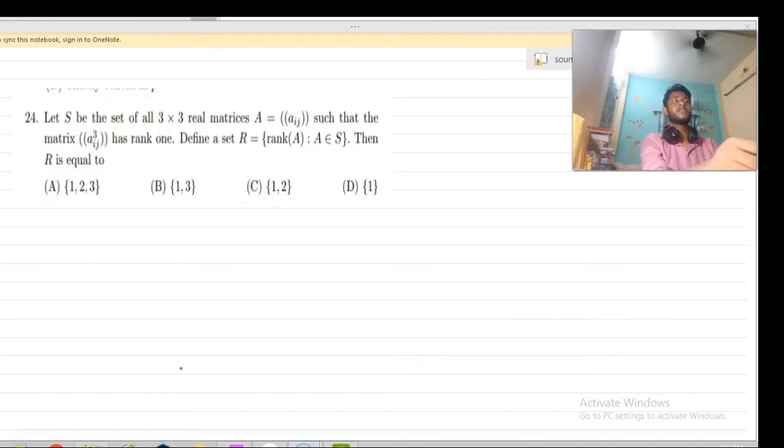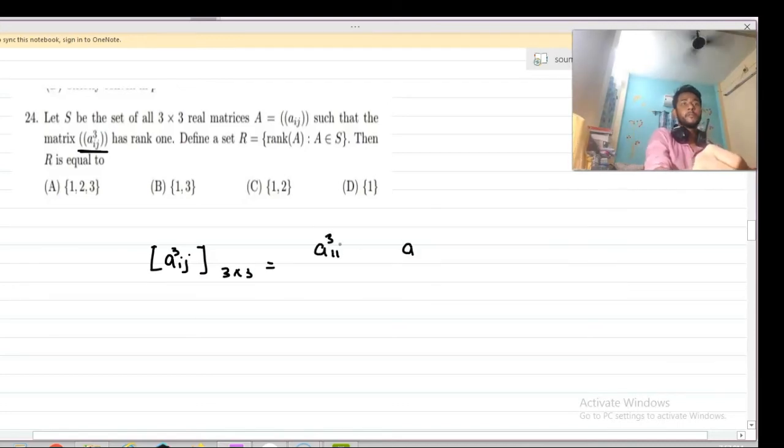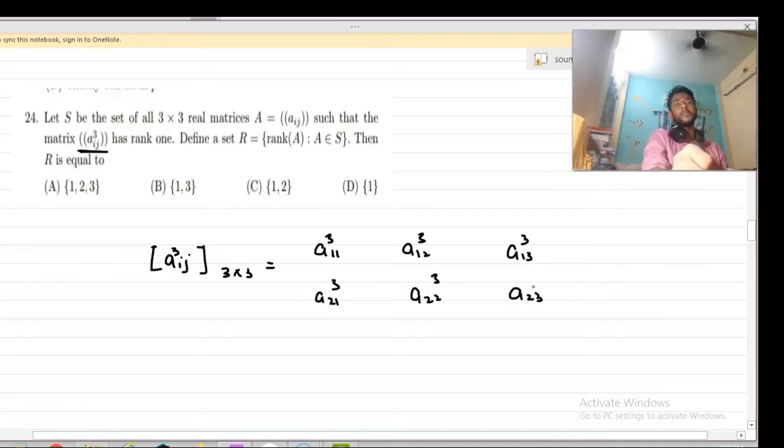What is given to us? The rank of this matrix is 1. So I am considering this matrix (Aij) cubed, which is 3 cross 3. This is nothing but A11 cube, A12 cube, A13 cube, A21 cube, A22 cube, A23 cube, A31 cube, A32 cube, A33 cube.